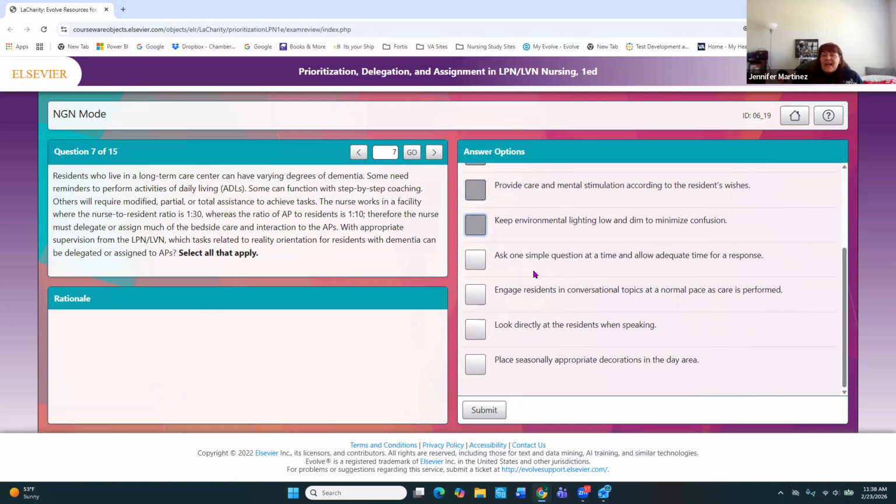All right, I'm just looking at head nods. So ask one simple question at a time and allow adequate time for a response. Okay. Engage residents in conversational topics at a normal pace as care is performed.